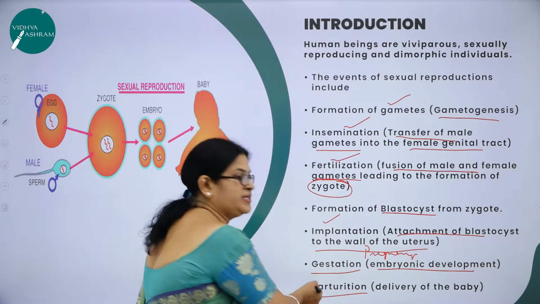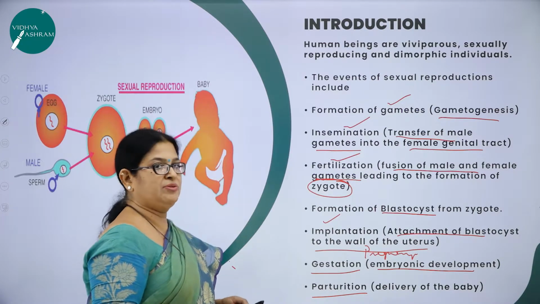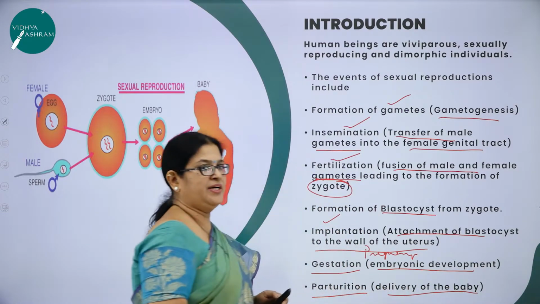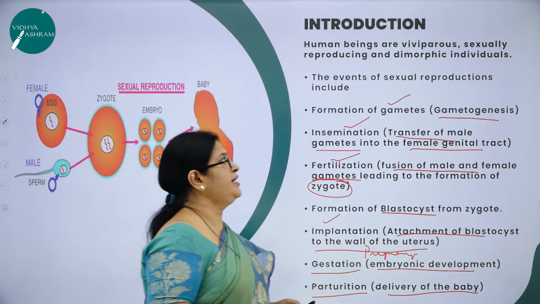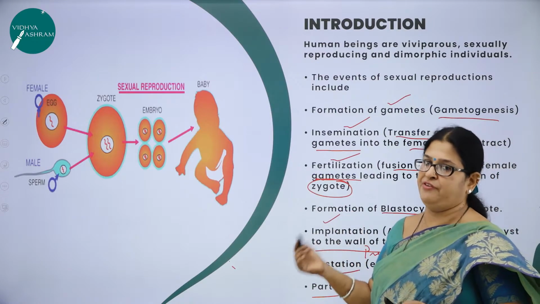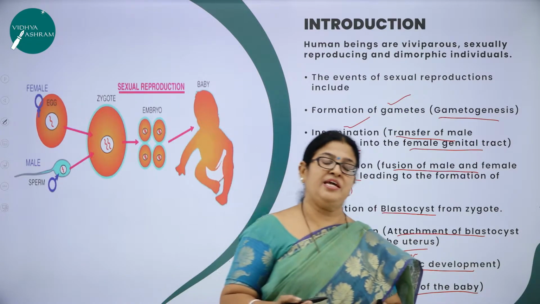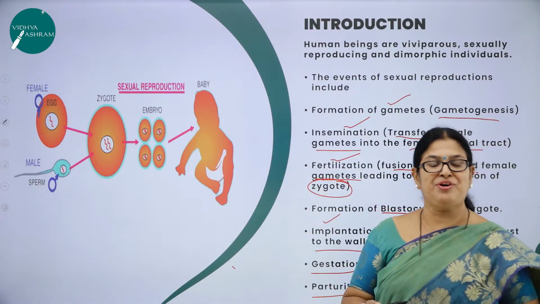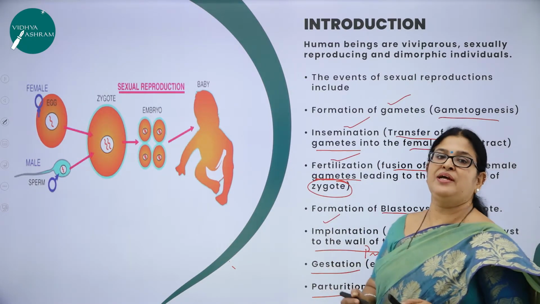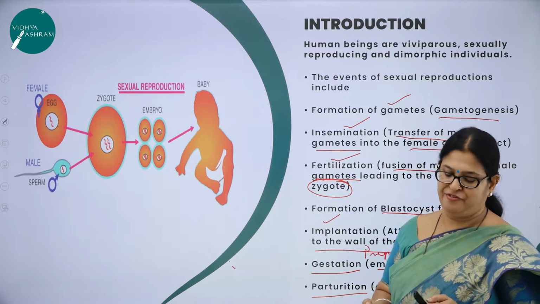Next very important event is what? Parturition. What is parturition? So once the embryo is completely developed, now the delivery of the baby has to take place, and that is called parturition, that is delivery of the baby. So these are the very important events. But the events of sexual reproduction differ in male and female, right? For example, the formation of sperms takes place even in old men, but in women, the formation of ova ceases as soon as the woman attains an age of 50 years. See what a difference you find between the male and the female.